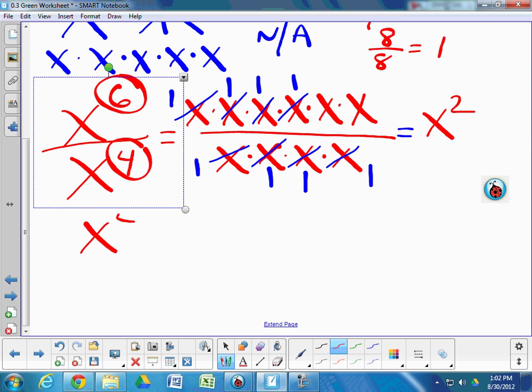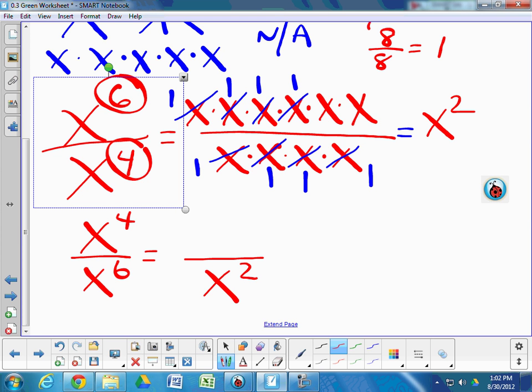But what if it's bottom heavy? What if the x to the 4 was on top? You would end up with a negative exponent and you switch it. Or you say, here's how I think of it. Which has more x's, top or bottom? So it ends up there. The bottom has more x's, so that's where x is going to end up. By how many?